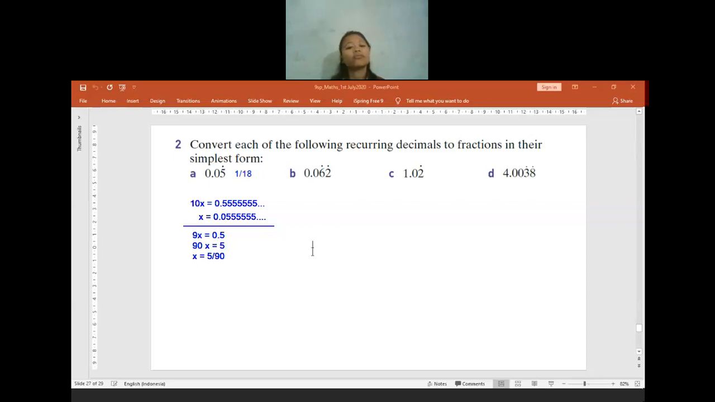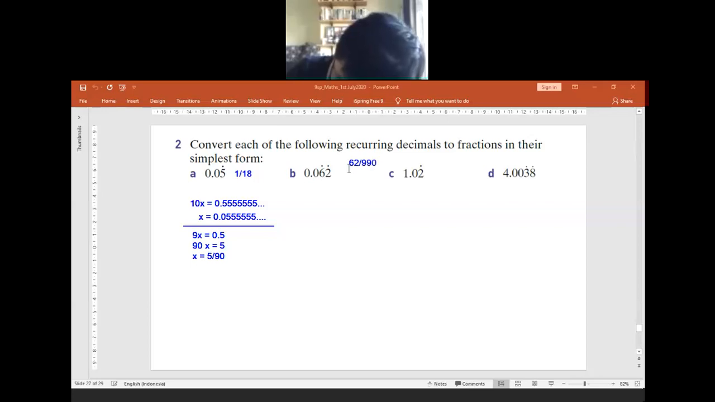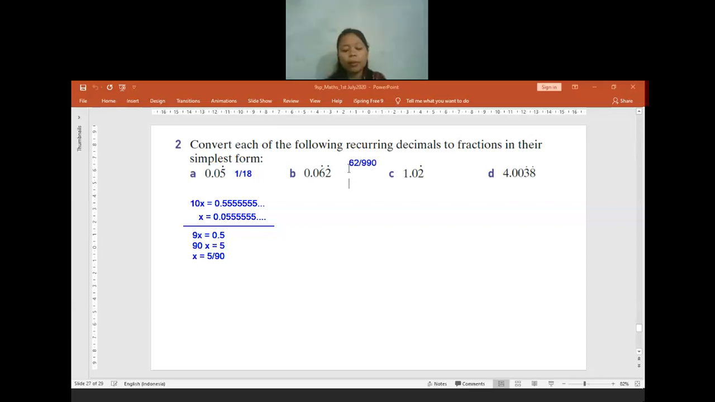Okay. If no, would anyone like to tell me what is the fraction in question B? Shall we discuss it? 62 by 990. Is there anyone who gets a different answer or disagrees with Srini's answer? Simplify it, right? Oh yeah, we have to simplify it, of course. Can we divide it by 2? Yes, it's divisible by 2, so it will be how many? 31 by 495.